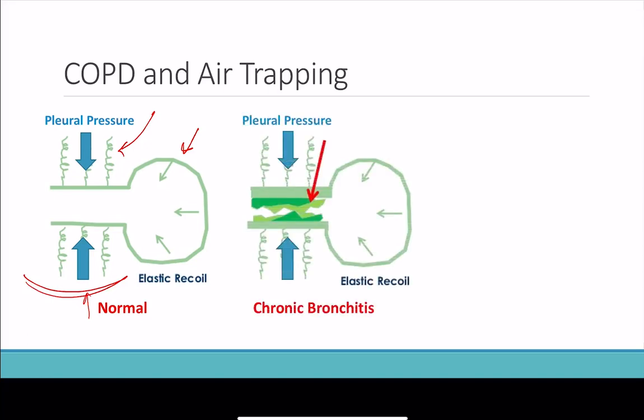As I already mentioned, in chronic bronchitis, you can get air trapping, but in this case, it's more to do with the blockage or a mucus plug that blocks the small airways and prevents air from leaving.